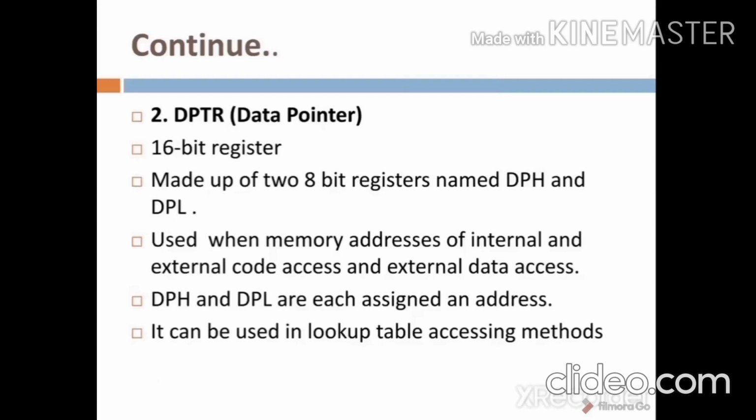DPTR is a 16-bit register. It is made up of two 8-bit registers, DPH, that means the higher byte, and DPL, that means the lower byte. It is used when the memory address of internal and external code is accessed. That means it is used for code access, for internal and external program memory. It is also used for external data access. DPL and DPH are each assigned a different address. It can also be used in lookup table accessing mode.